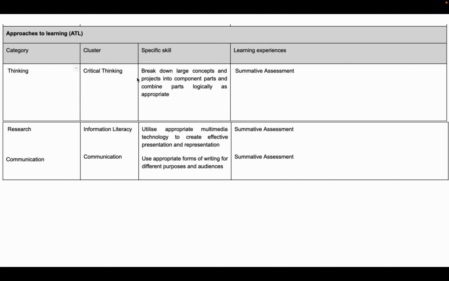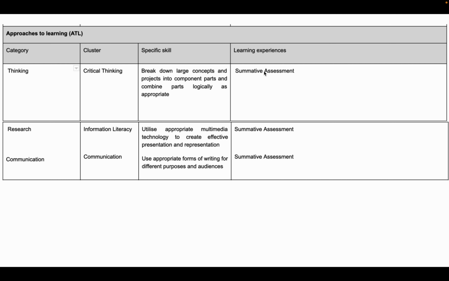The students will need to break down large concepts and projects into component parts and combine parts logically as appropriate. The students need to work on their information literacy skills, utilizing appropriate multimedia technology to create effective presentation and representation. And they'll focus on their communication skills using appropriate forms of writing for different purposes and audience.